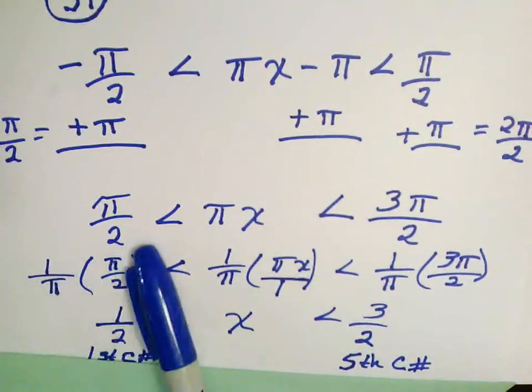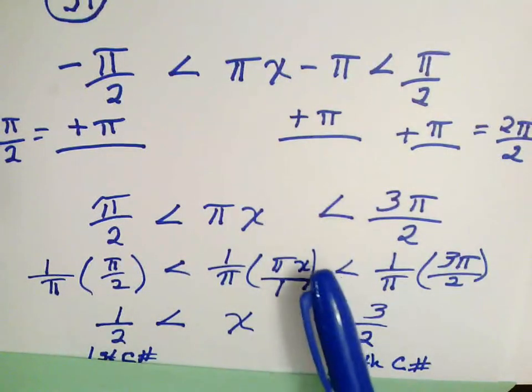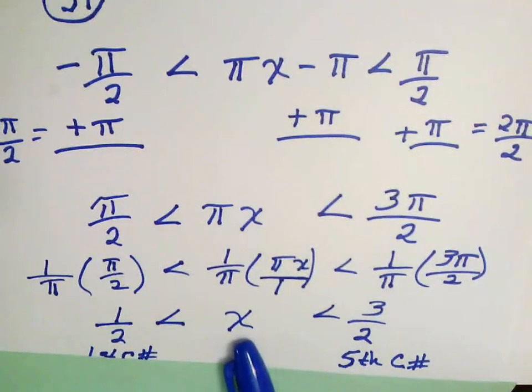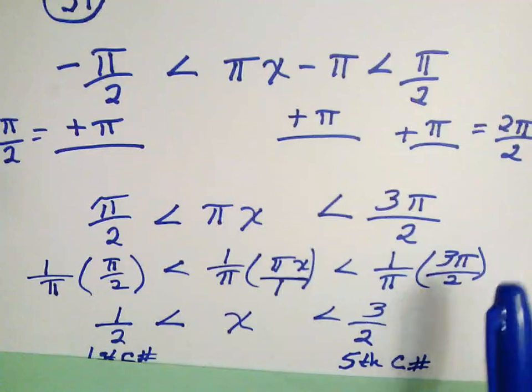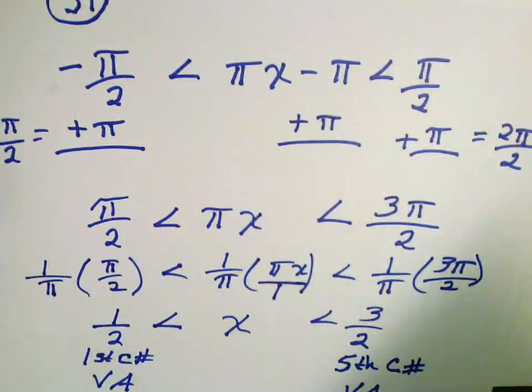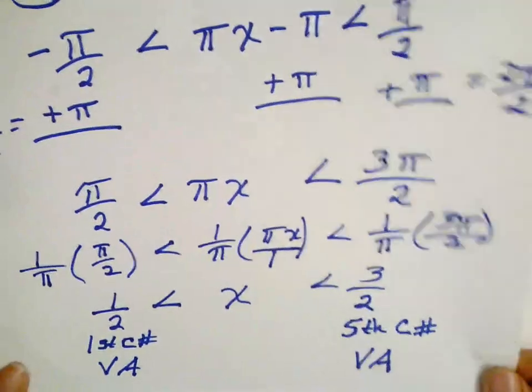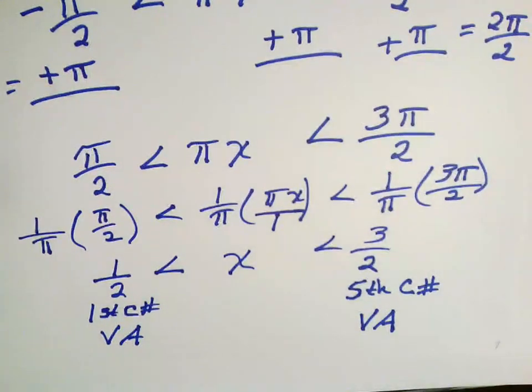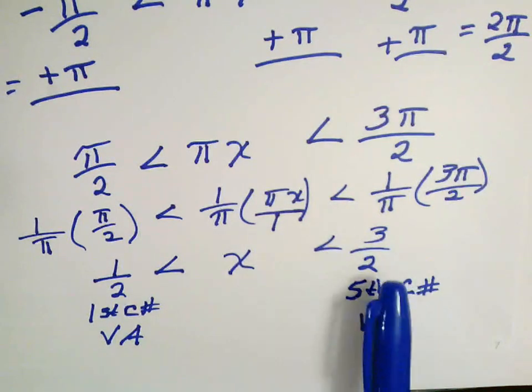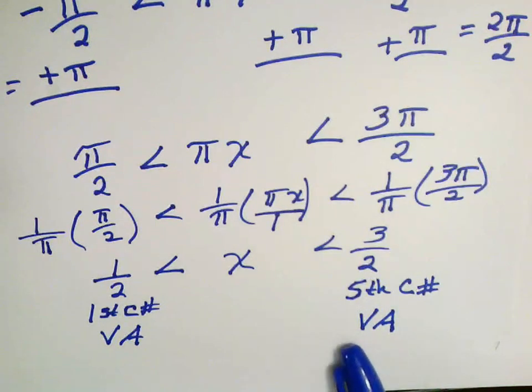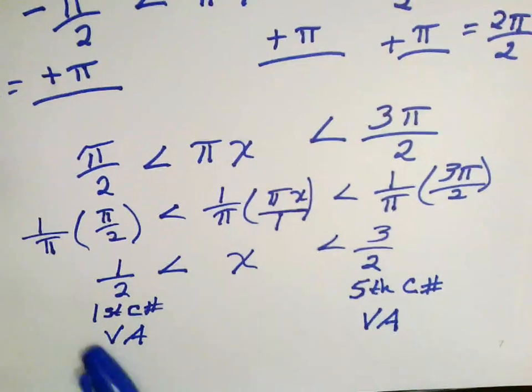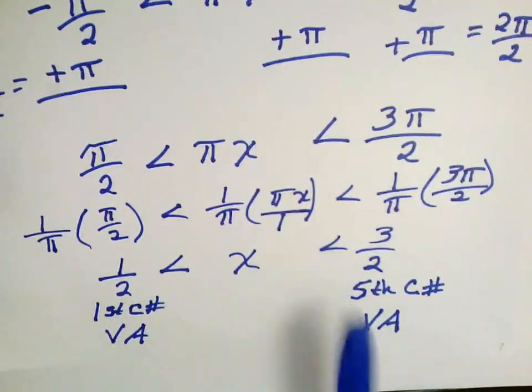Here you see the pi's cancel out, so we're left with 1/2. The pi's cancel out, we're left with 1x, and that's what we want, 1x there. And here the pi's cancel out, and we're left with 3/2. Now, remember that when we solve our inequality and get just the plain old 1x in the middle, then the first number here is the first critical number, and it's also where we're going to have one of our consecutive vertical asymptotes. This is the 5th critical number, and it's going to be where we have our second consecutive vertical asymptote. So this is our step 1, solving our 3-sided inequality to get 1x in the middle.